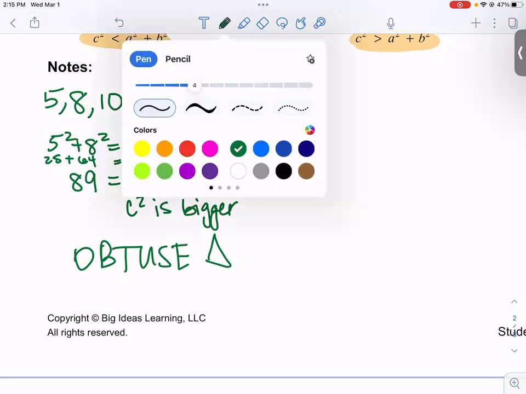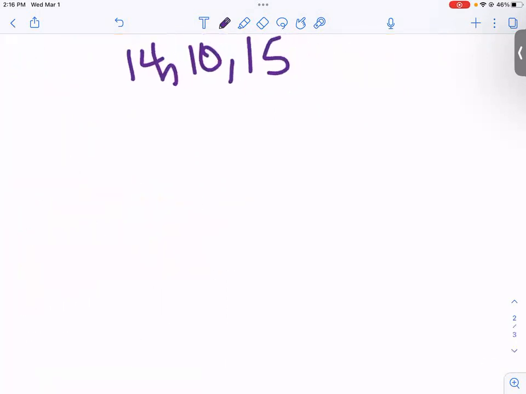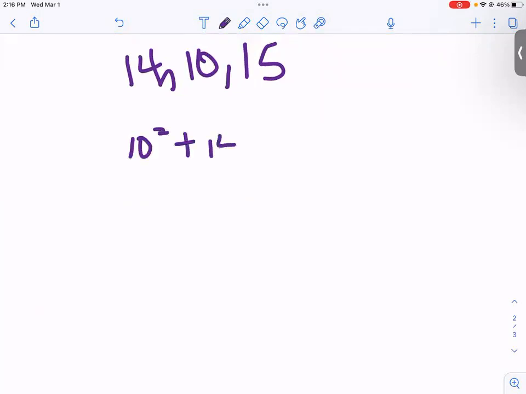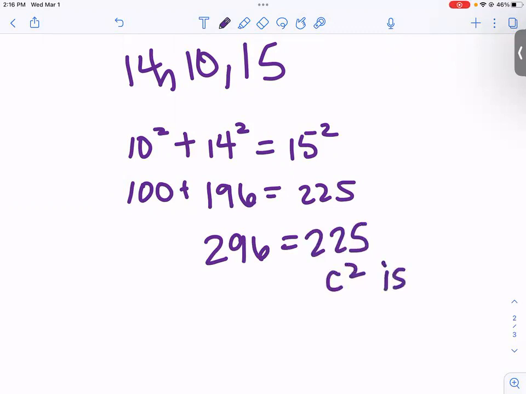Now let's talk about a triangle with side lengths 14, 10, and 15. Which one needs to be the c? So 10 squared plus 14 squared equals 15 squared. So 296. So c squared is smaller. And when we think of triangles, our smaller angle is acute.